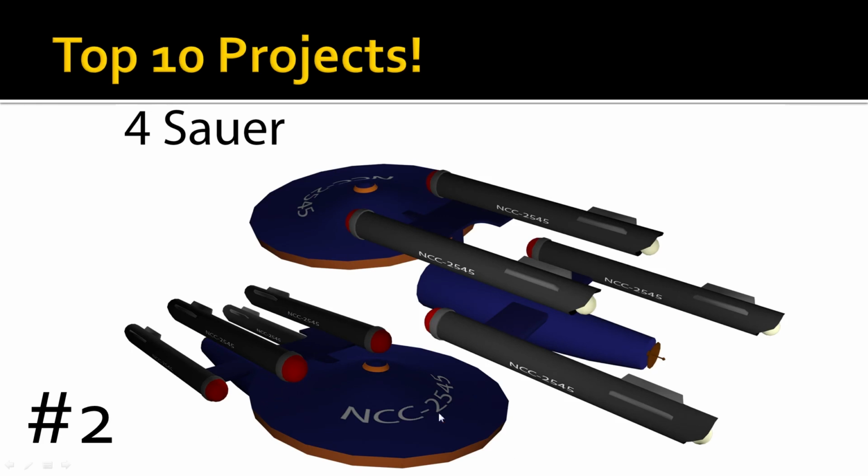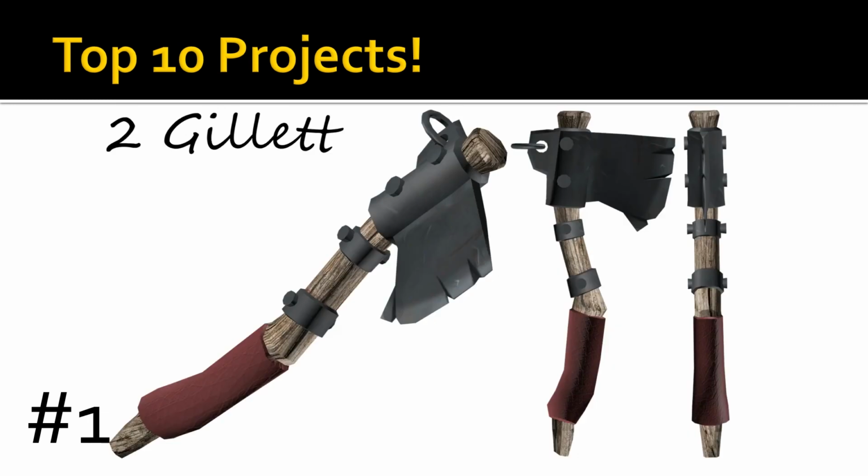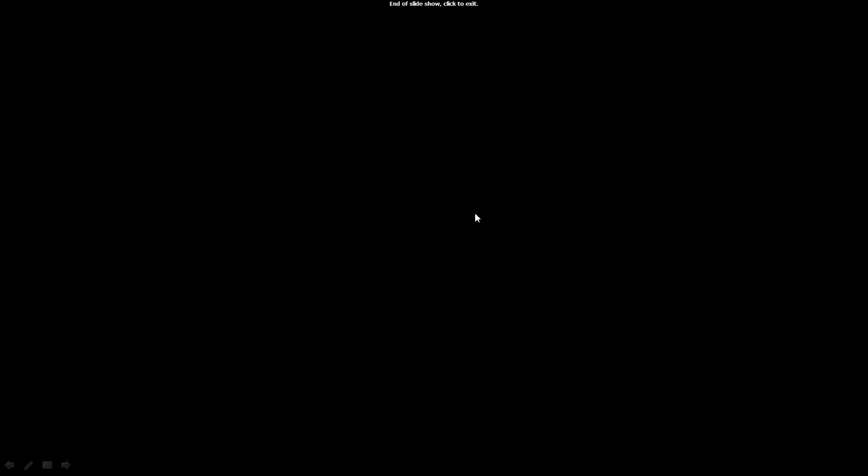Mr. Sauer had some sort of Enterprise type ship here. Very well executed. You can't really see the detail of the normal map very well. It just didn't come out on the picture, but it's definitely there. And finally, first place, Mrs. Gillette with her axe. Once again, you can see the normal map really pops out on the leather handle, and you can sort of see it in the wooden part of the handle there. The smoothing groups on the axe are also extremely well done, so everything just works just about perfectly. So that's our top 10 projects.